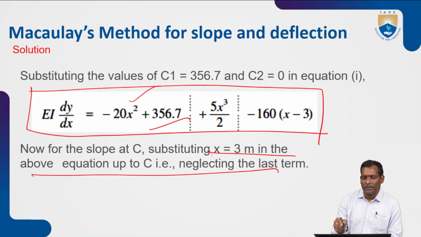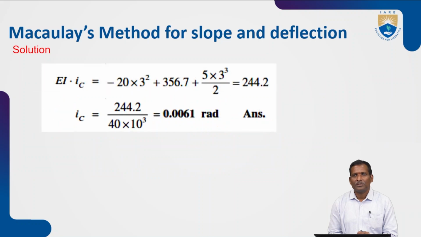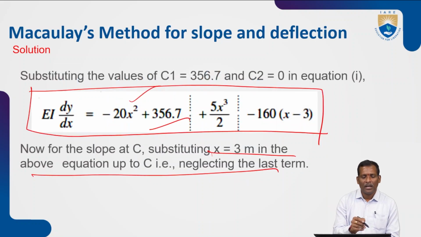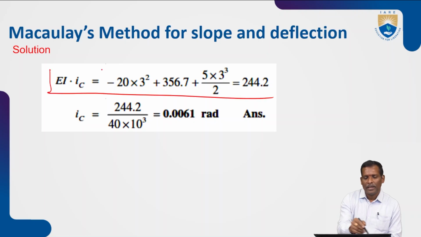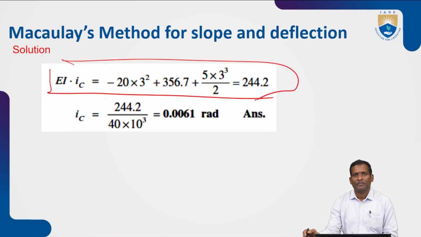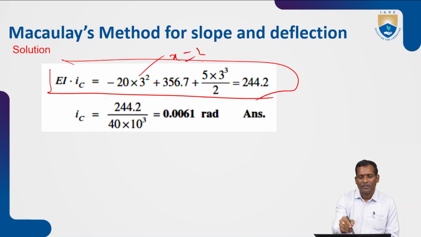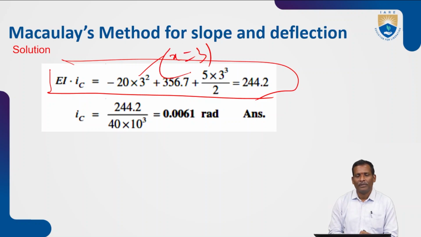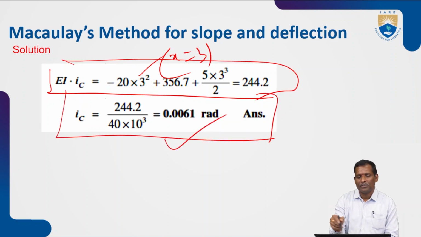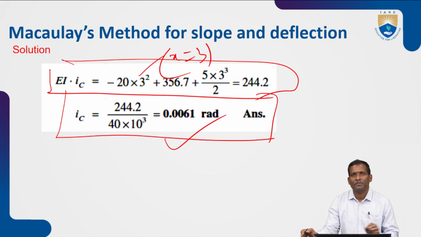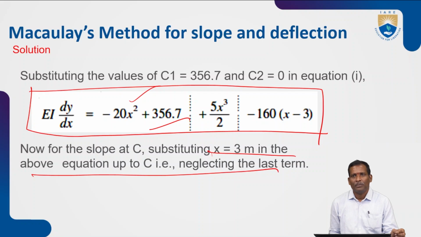We are neglecting the last term, so that EI into theta C. So this slope at point C is equal to minus 20 into 3 square, x is equal to 3, and calculate. You will get the slope at C is 0.0061 radians. So like this, this is how to calculate slope and deflection for a given beam by using Macaulay's method.